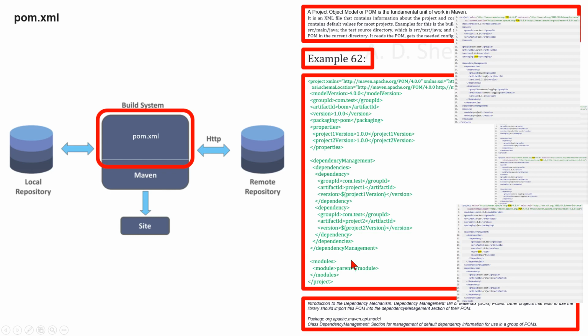Imports are most effective. So in the API, we can consider class dependency management in package org.apache.maven.api.model, section for management of detailed dependency information. Imports are most effective when used for defining a library of related artifacts that are generally part of a multi-project build.